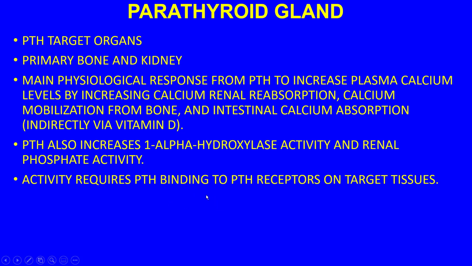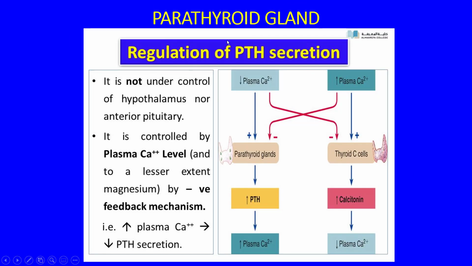PTH also increases 1-alpha hydroxylase activity, and this you're going to see in the kidneys, as well as renal phosphate activity. The activity requires PTH binding to PTH receptors on the target tissues, of course. Now, here we have another chart that helps clarify some of these little points.